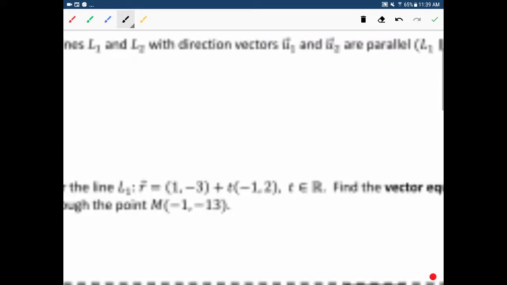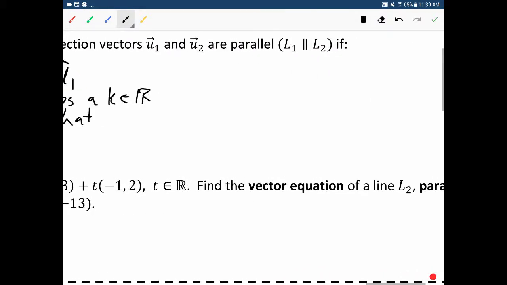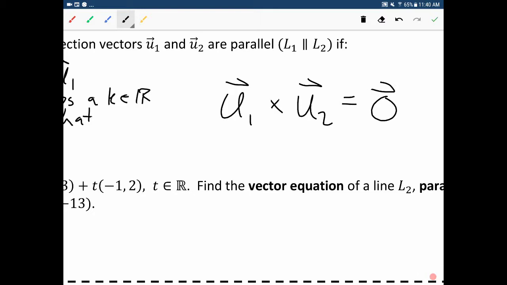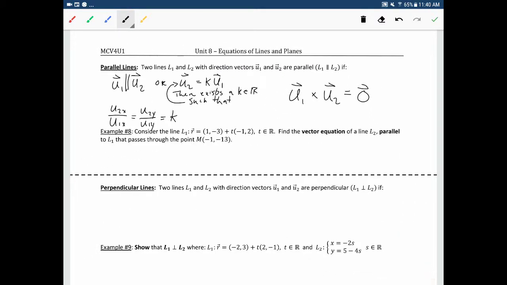Now that's somewhat useful. Possibly the most useful thing here, and some of you may have already figured this out, is that we can just take these two vectors and do the cross product. If it equals the zero vector, then we know those two are parallel. So there we go.